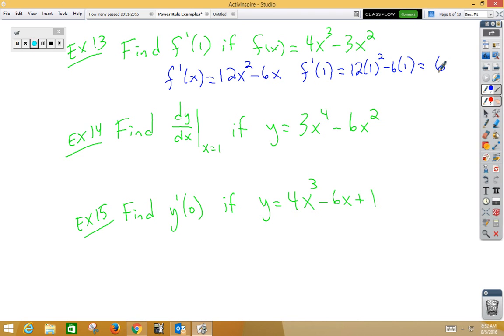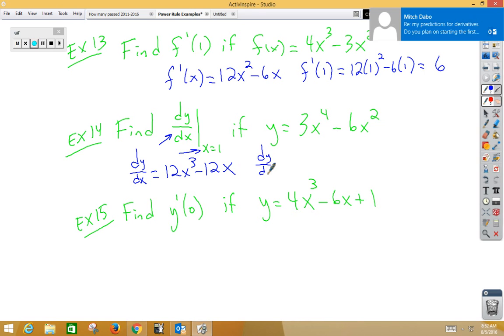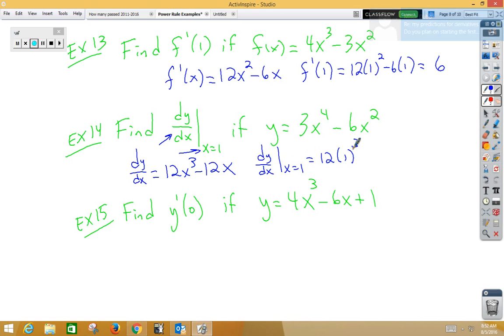Example 14, we have a slightly different notation, still means the same thing. Take the derivative first, then plug in a value. So dy dx is equal to 12x cubed minus 12x. We're going to plug in a 1, so dy dx at x is 1 would be 12 times 1 cubed minus 12 times 1, which is 0.